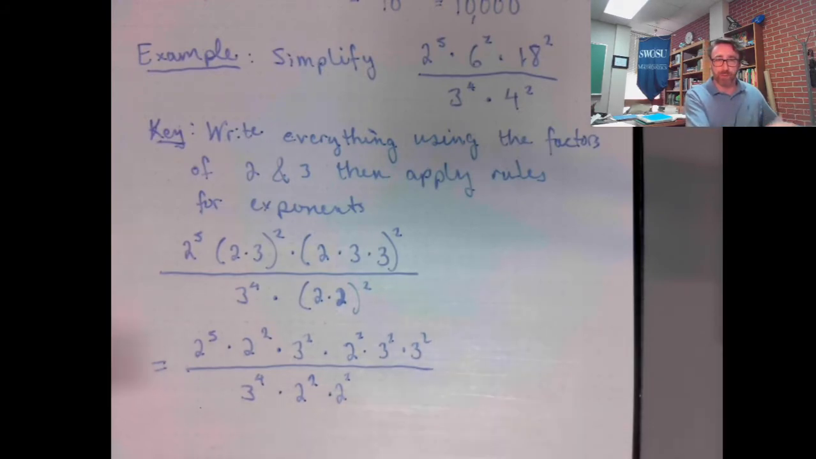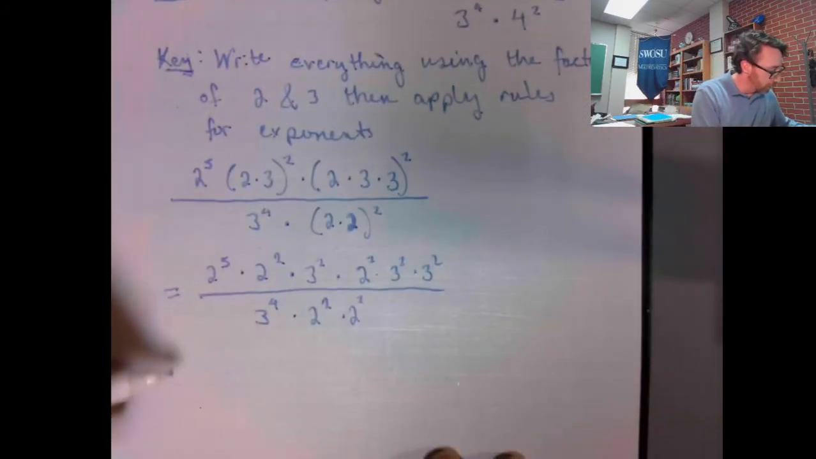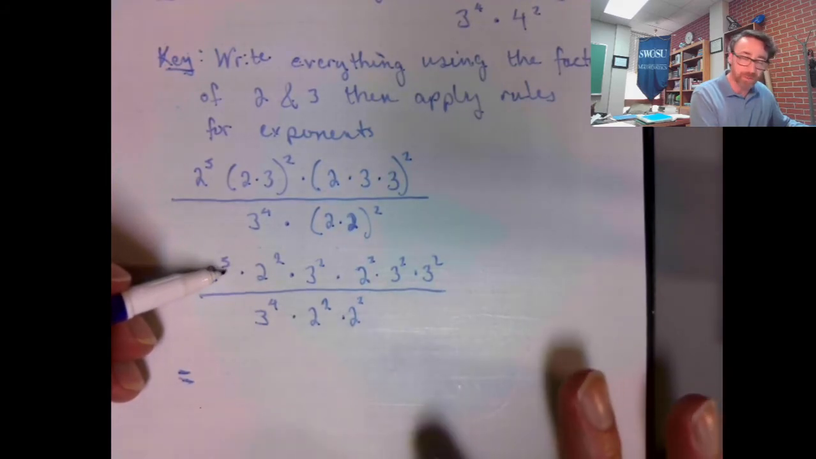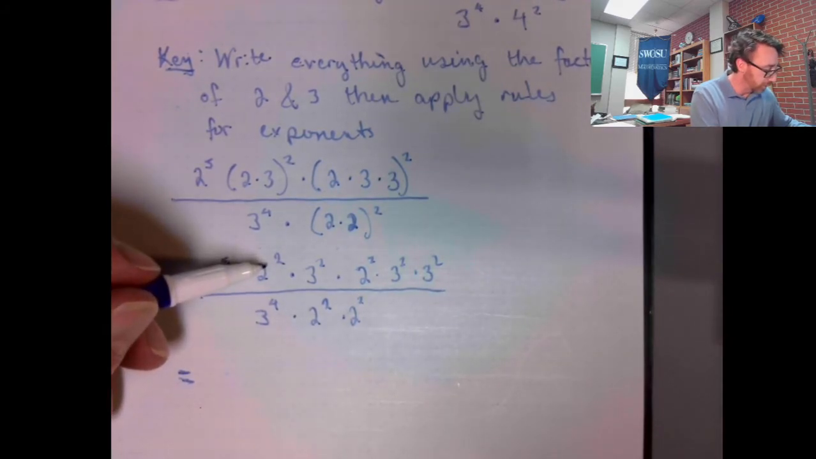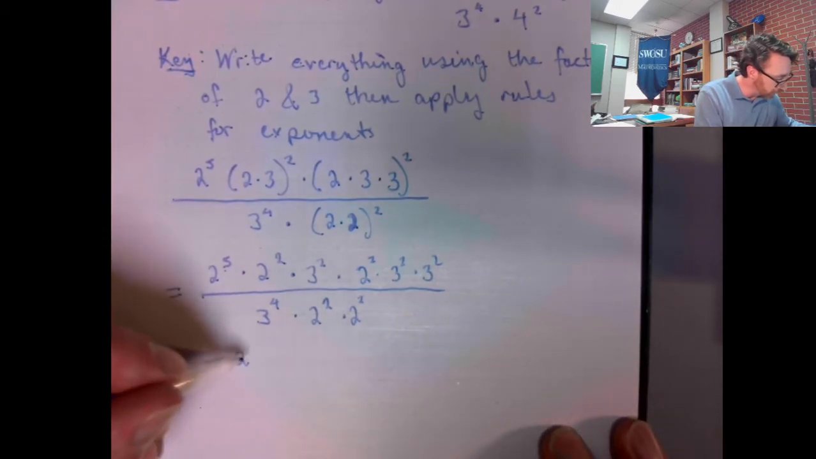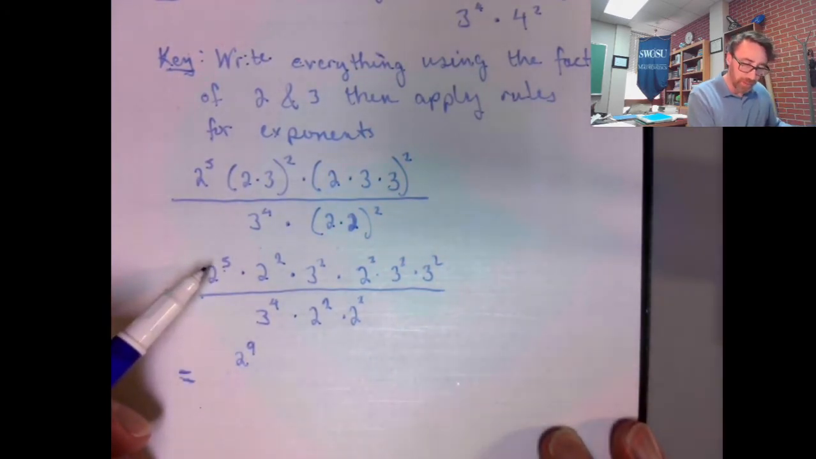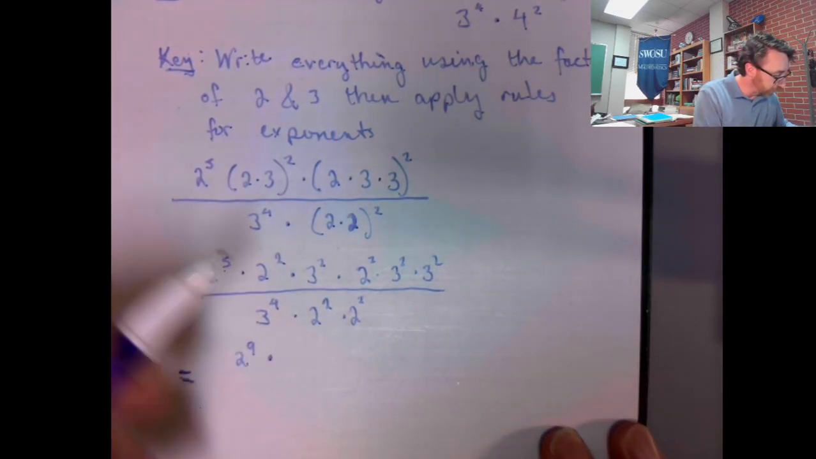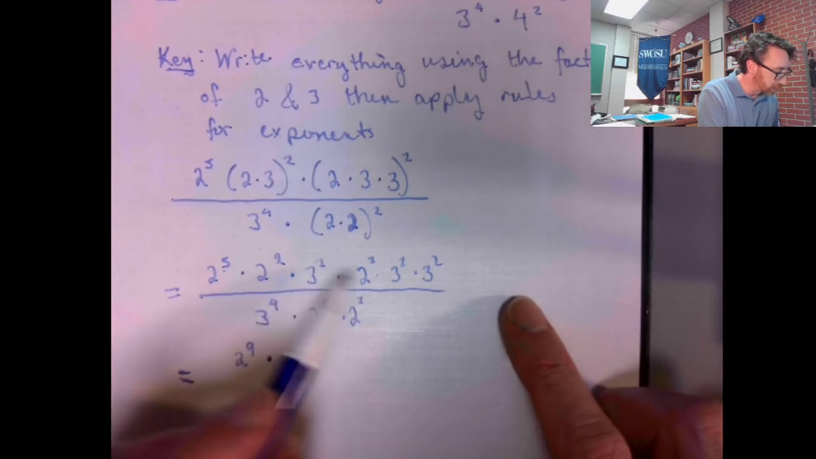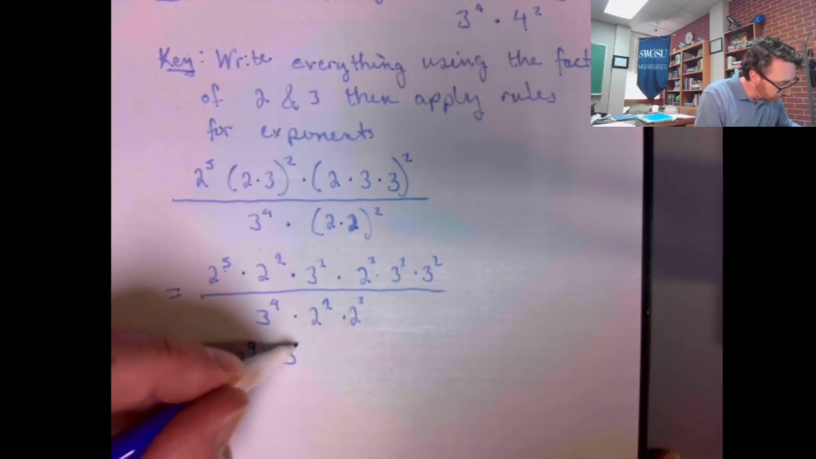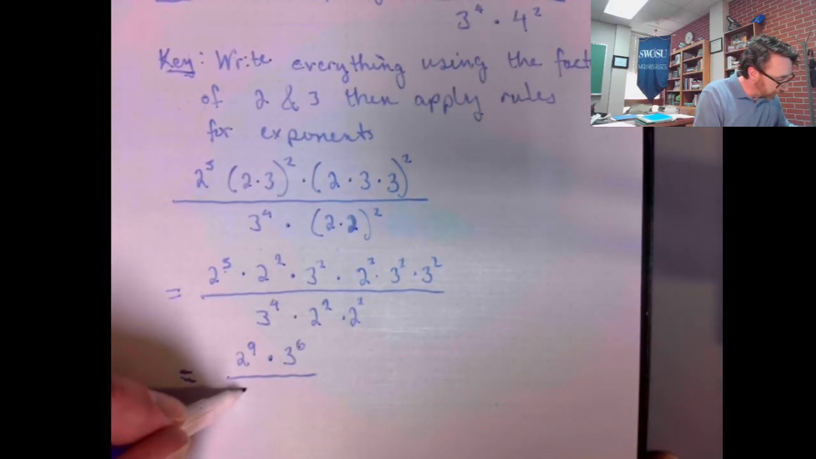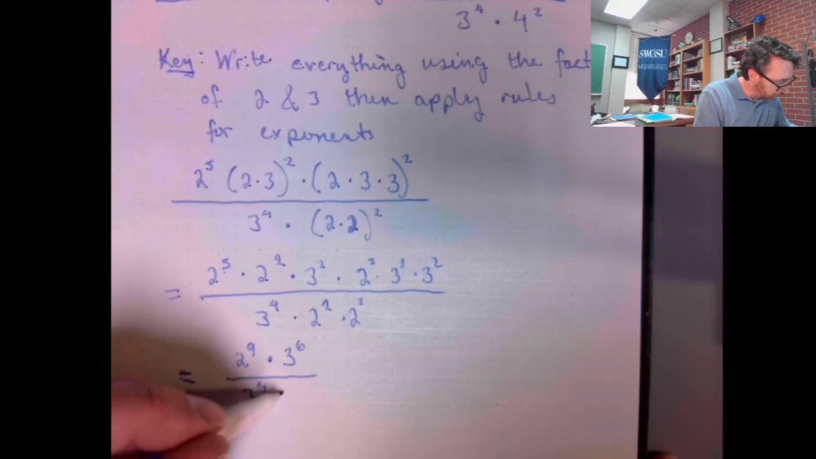Now I'm going to collect all the 2's and 3's, because remember, exponents are just counting the factors. In the top, 2 power 5, that's 5 factors, 2 more, and then 2 more. So in my numerator, I've got a total of 9 factors of 2. Let's see how many factors of 3: 6, 2, 2, and 2. So 2 power 9, 3 power 6. Down below, I have 3 power 4 and 2 power 4.